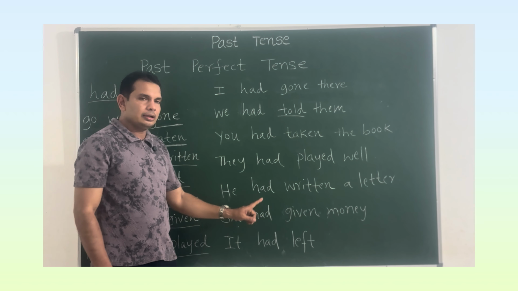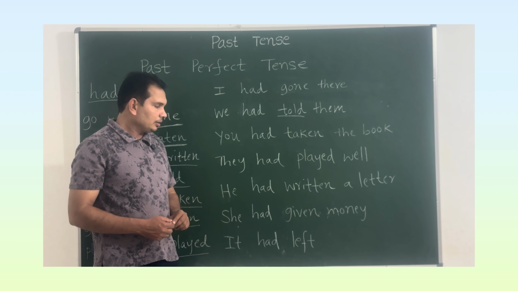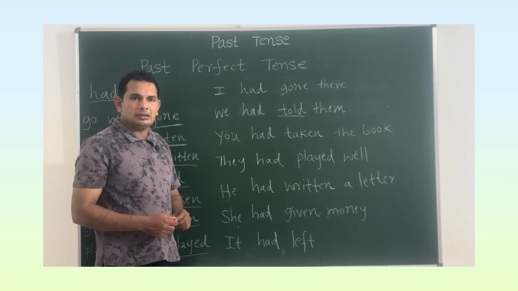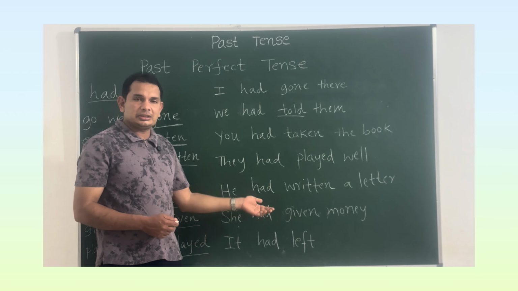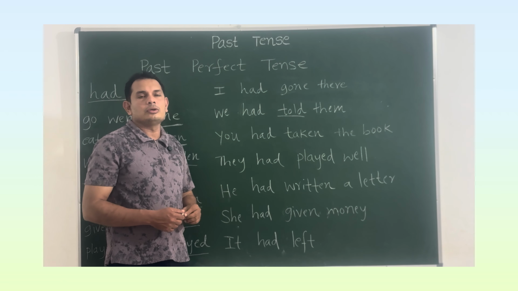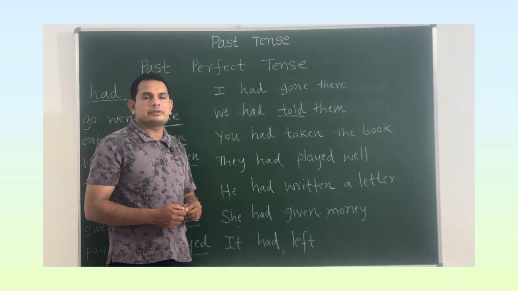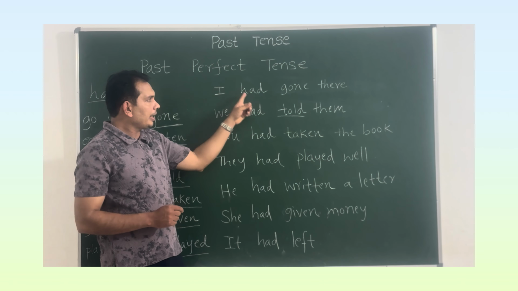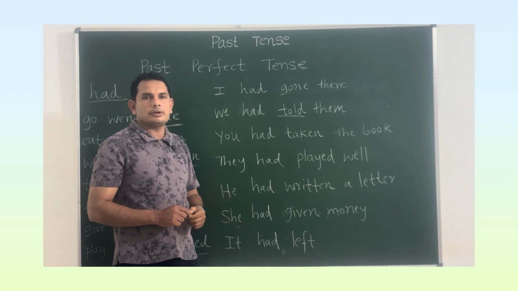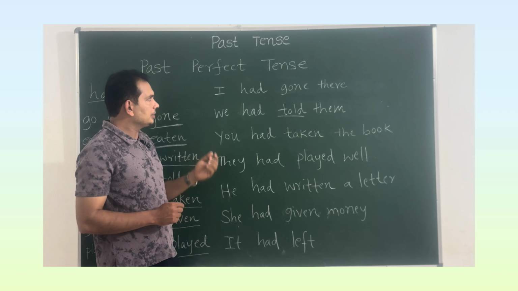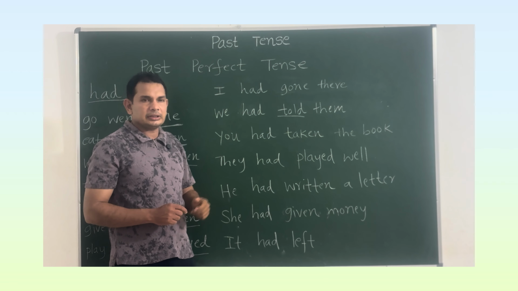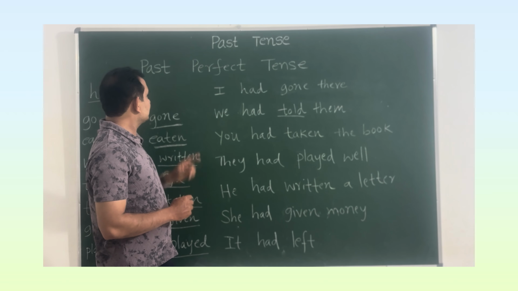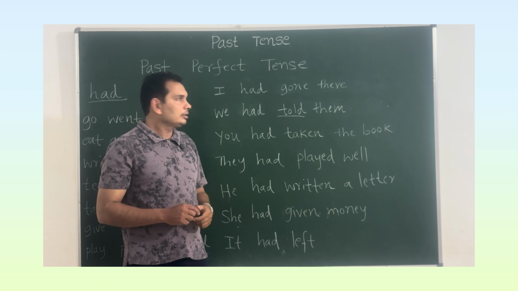To make it clearer to you, it had left. The train had left the station before we reached there. It means you reached the station late. Before you reached there, the train had gone or the train had left the station. This way, using the auxiliary had and past participle form of the verb, we make sentences in the past perfect tense. Now let's learn how to form negative sentences in the past perfect tense.